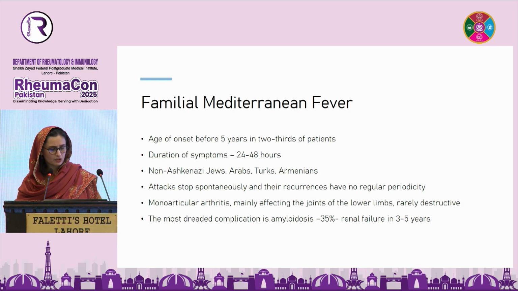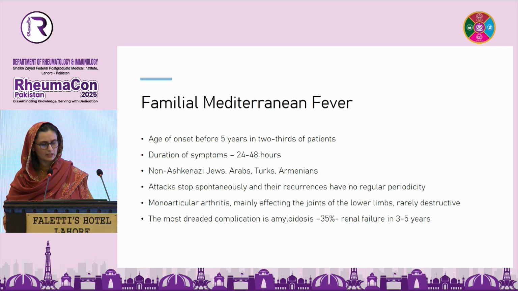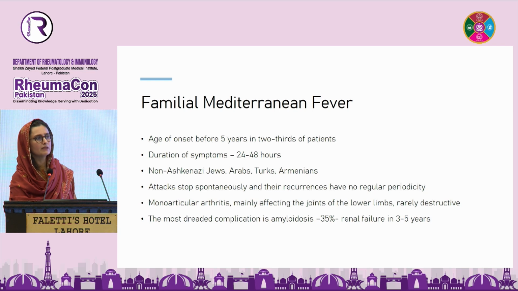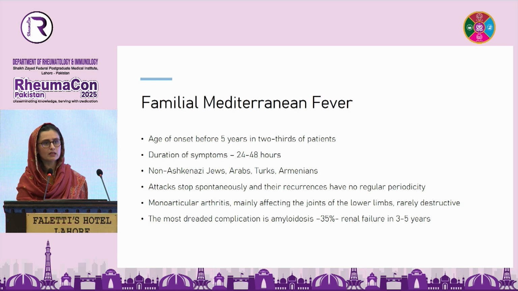This disease actually also involves the joints. And usually there's a monoarticular arthritis that we see involving large joints of the body, usually hip, knees, ankles, and wrist joints are involved. And the most dreaded complication of this disease is the development of amyloidosis, which is seen in up to 35% of the patients. And this is the highest incidence in any of the autoinflammatory diseases.